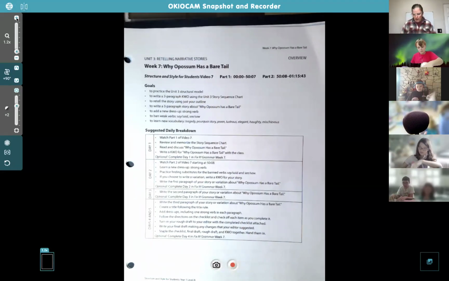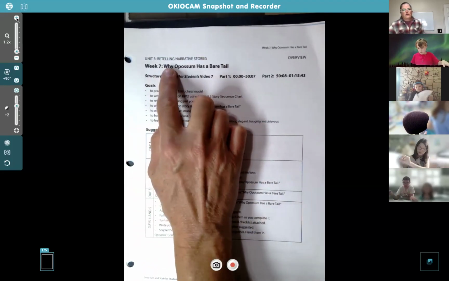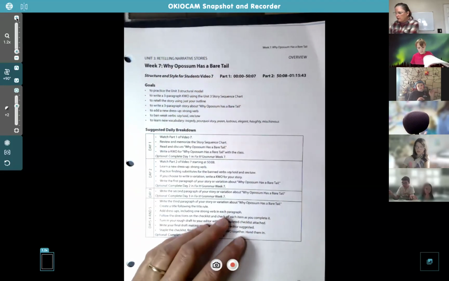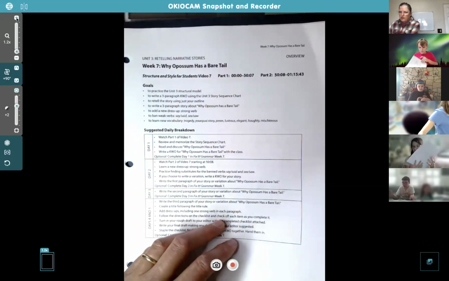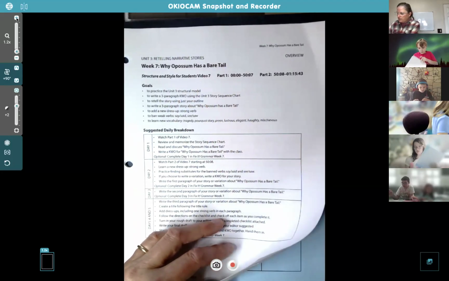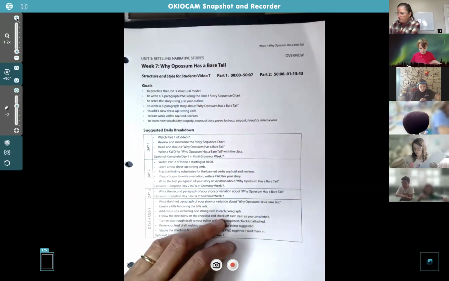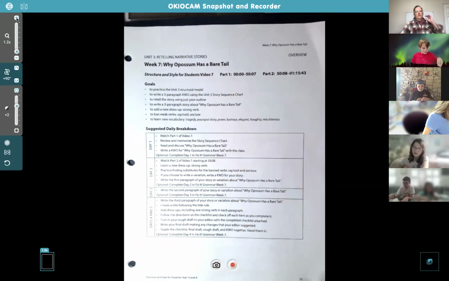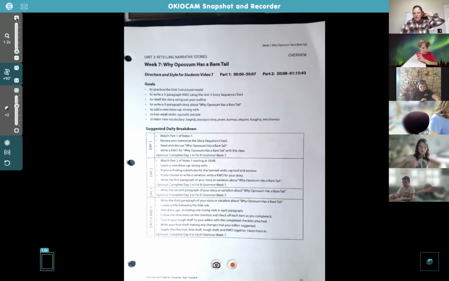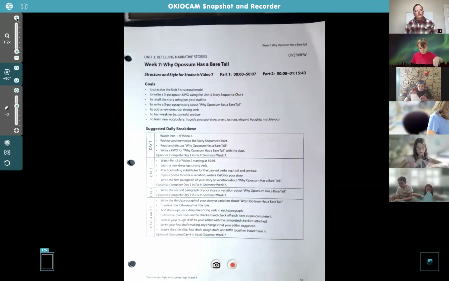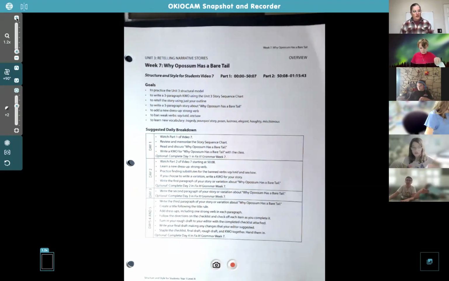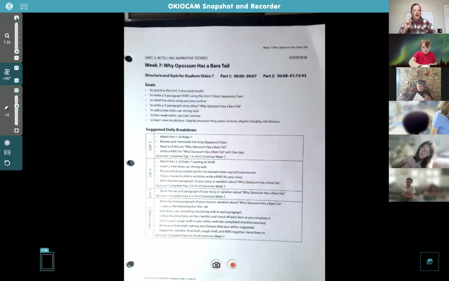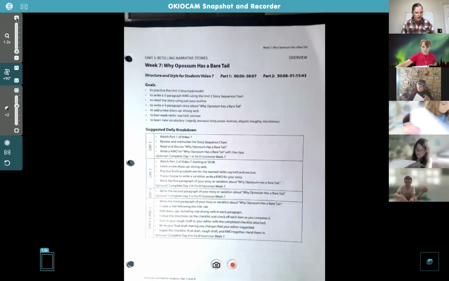Okay, so when you open up that first tab, open your rings and take out week 7, Why Opossum Has a Bare Tail. And there's 4 pages to get out. Page 53, 55, 57, and 59. There's a blue page. You need that. And don't forget to close your rings after you get out those 4 pages, okay? This is going to be a fun story about an opossum. And you need 1 piece of lined paper. So get out 1 piece of lined paper too.